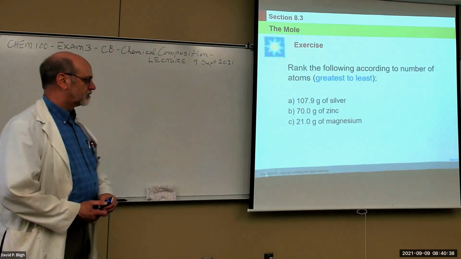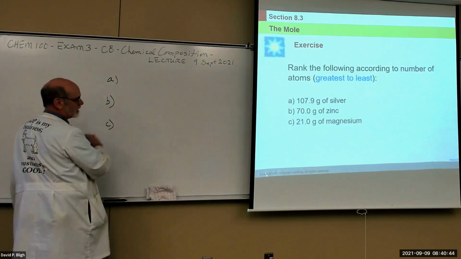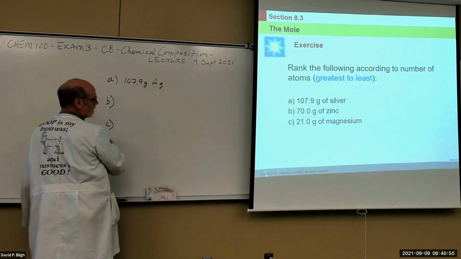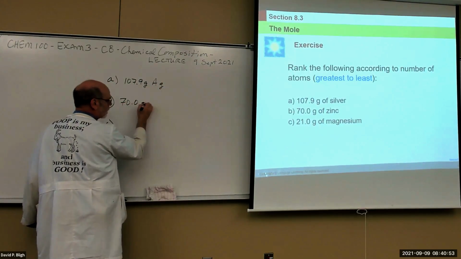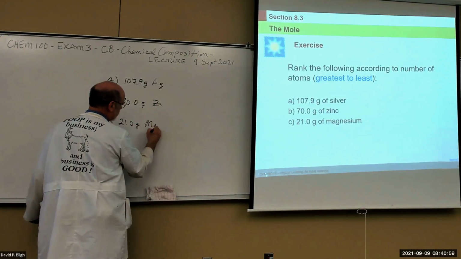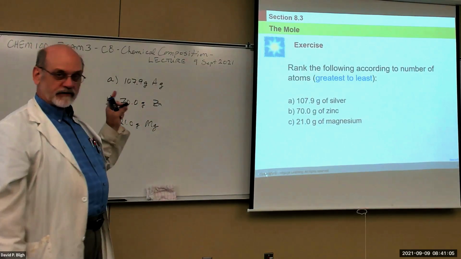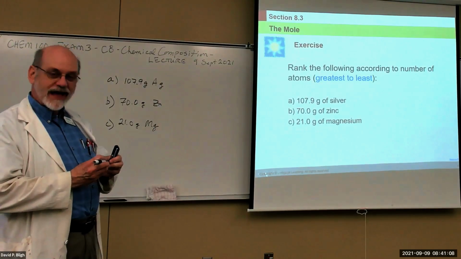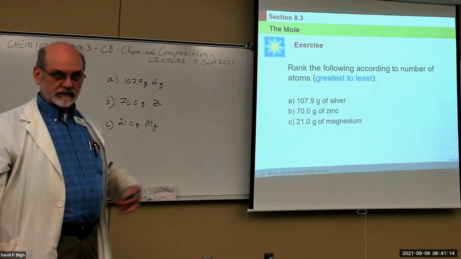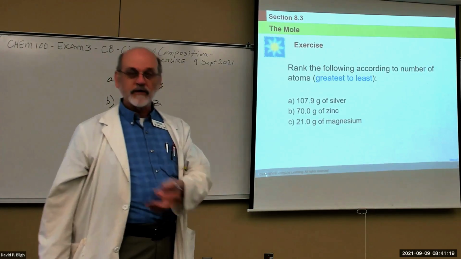What if we have this situation? I'm going to put this one on the board. We have 107.9 grams of silver. We have 70 grams of zinc. And we have 21.0 grams of magnesium. Now the question is, put them in order of numbers of atoms. Do we have to calculate the numbers of atoms using Avogadro's number? No. If we're going to compare numbers, all we need is that more convenient unit of measure, the mole.